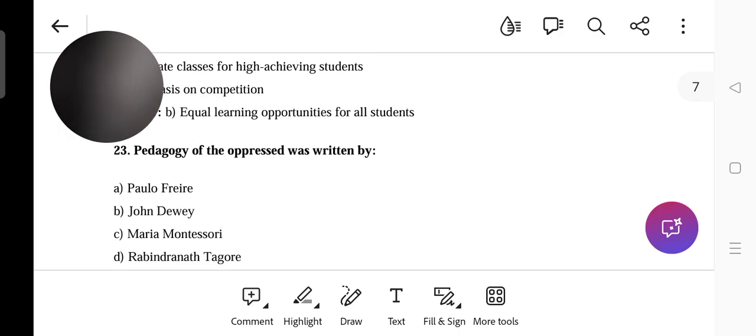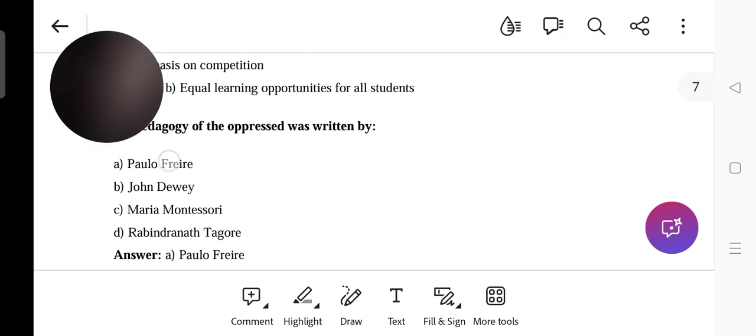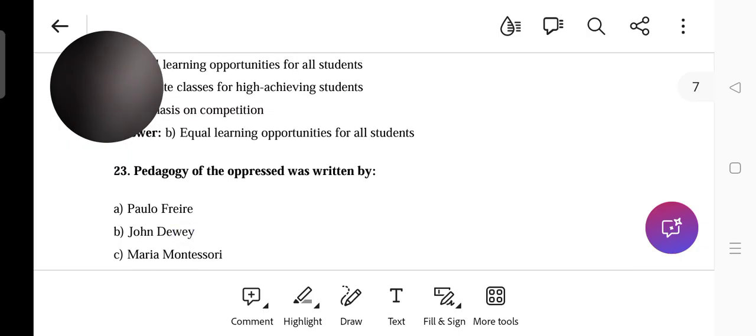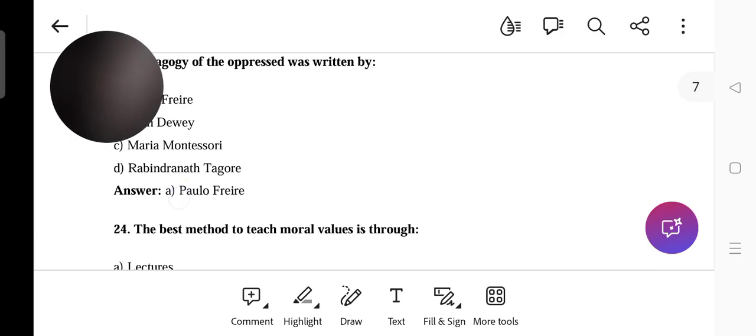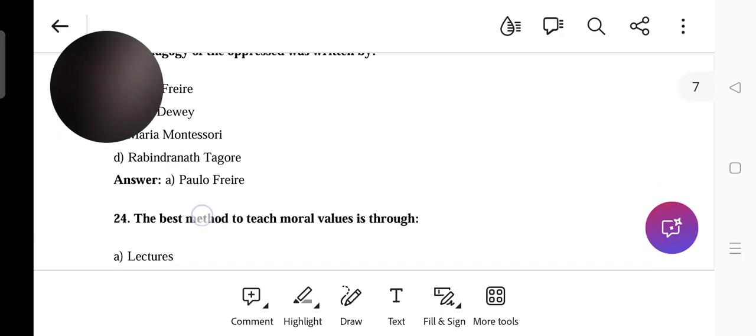Okay. The next question. Pedagogy of the Oppressed was written by option A, Paulo Freire. Option B, John Dewey. Option C, Maria Montessori. Option D, Rabindranath Tagore. So what will be the appropriate option? Because we know Pedagogy of the Oppressed was written by Paulo Freire. Okay. So next question.